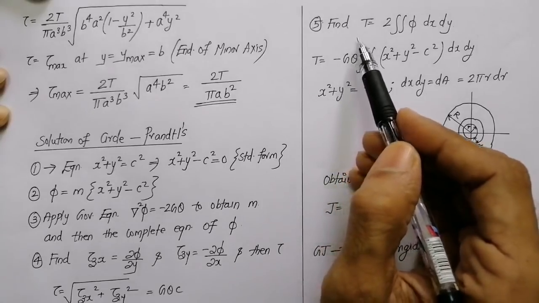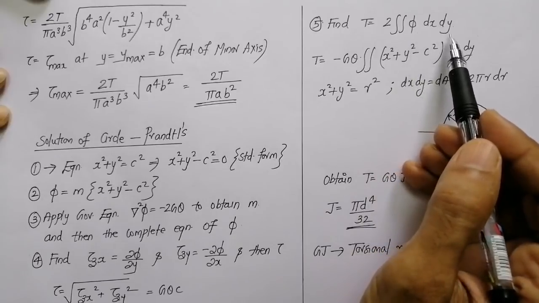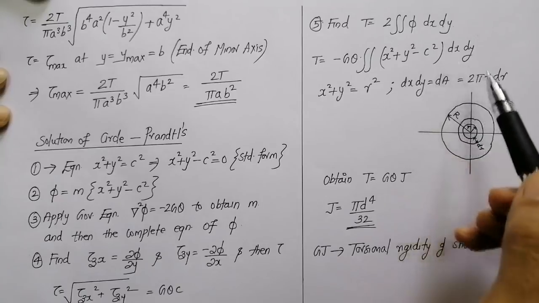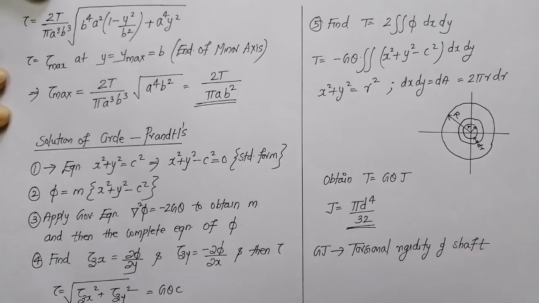Now the fifth step is to find out the torque. So T is equal to 2 double integral phi dx dy. So the equation for phi we have obtained. Now all these things I will explain very shortly while explaining the problem.